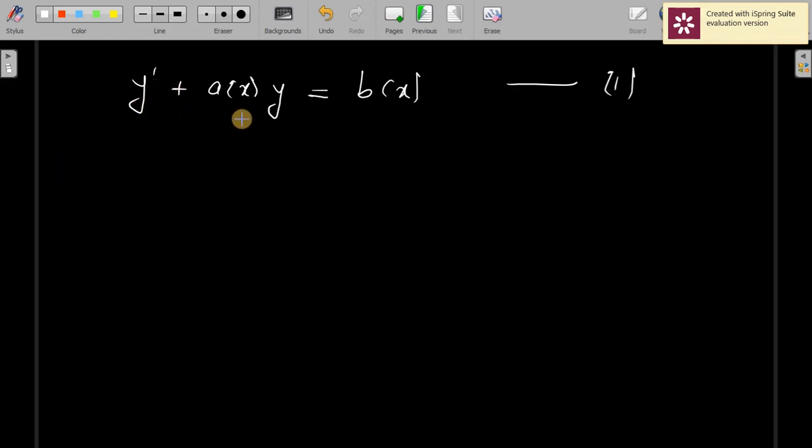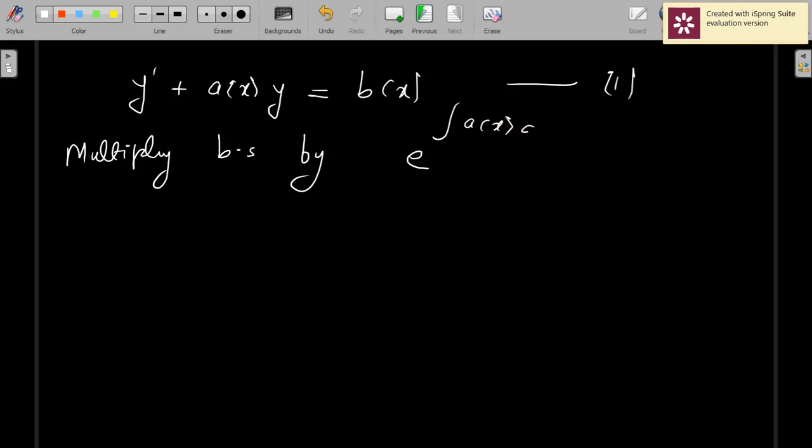So what we do here is that the expression on the left hand side, we convert it to the total derivative of a certain function. For example, if I multiply both sides by e raised to integral a of x dx. This integral can be from one fixed point to x, and it has to be a function of x, so the integrand should be in terms of t. But since we are finding the general solution, we can proceed in this way. So multiplying this, the equation gets converted.